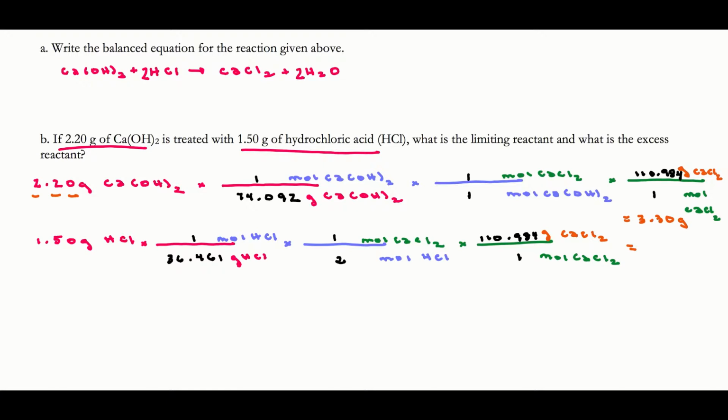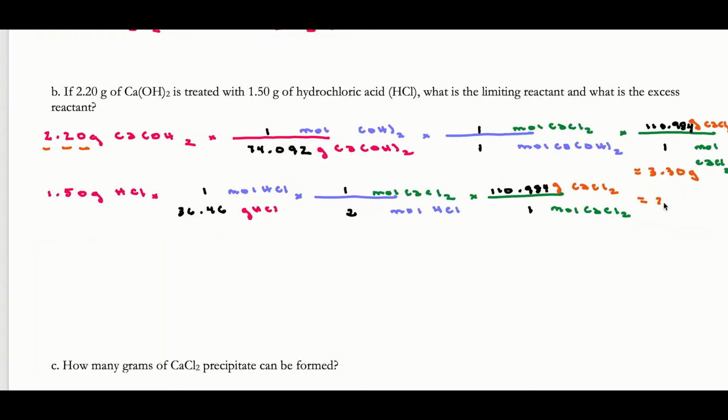For hydrochloric acid, 1.5 divided by the molar mass, 36.461, divided by 2 times the molar mass of calcium chloride, 2.28 grams. Okay, so this question asks what is my excess and what is my limiting reactant? Well, since hydrochloric acid produces less product, it is going to run out first. So that is my limiting reactant, while calcium hydroxide is my excess reactant.